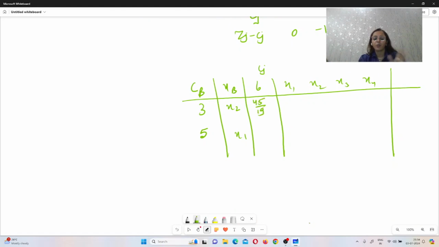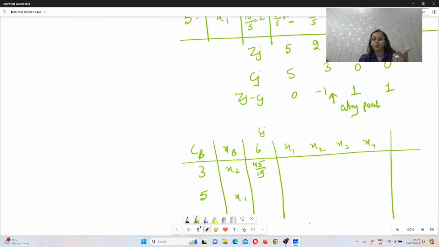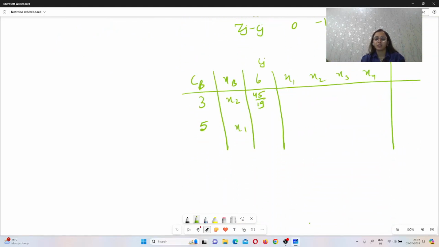In the next scenario also, divide all the values with the key element. 0 divided by 19 upon 5 will be 0, right? Something 0 divided by something, cross multiplied, will be 0 only. Again the key element is there, we divide it, then it will be reversed and it will be 1. Then the remaining value will be 9 upon 15, and in the last case it will become 3 upon 19.